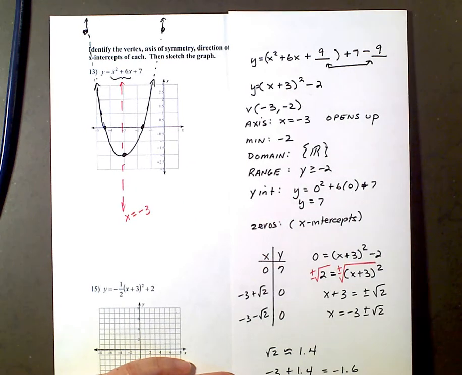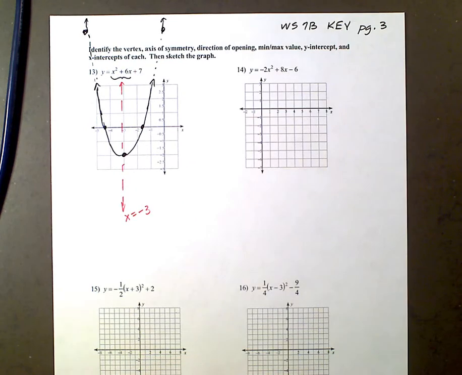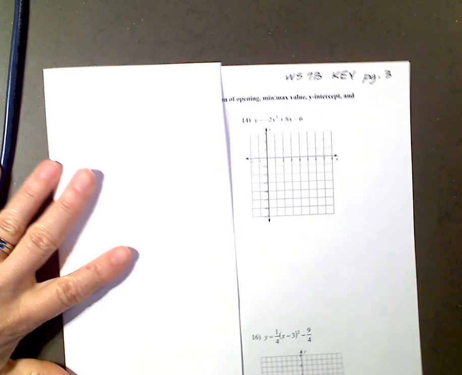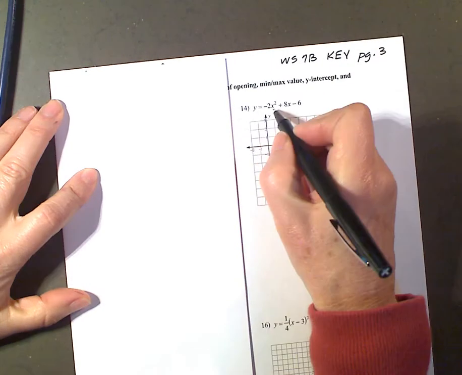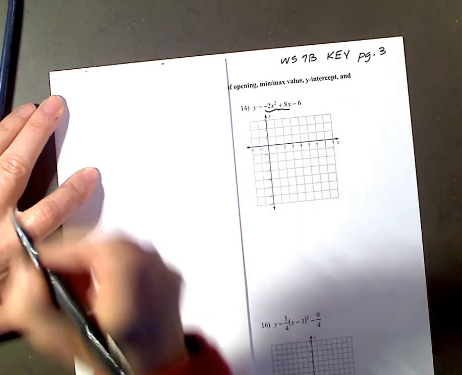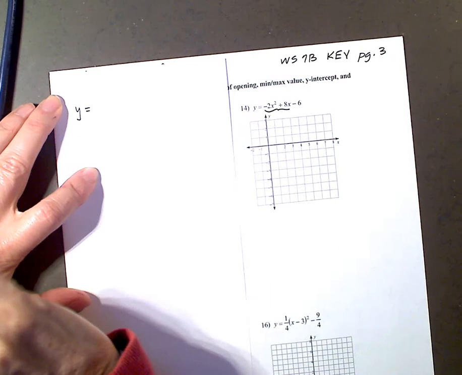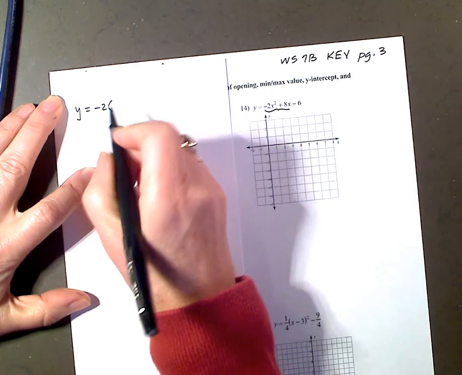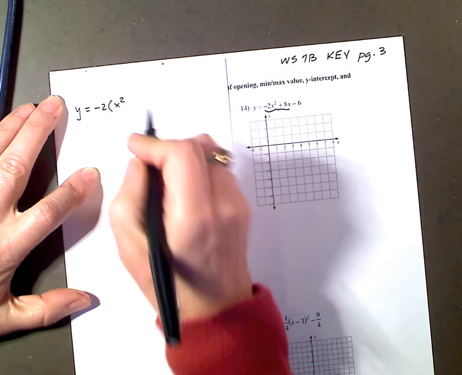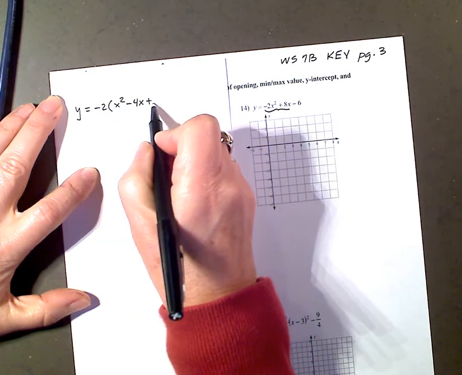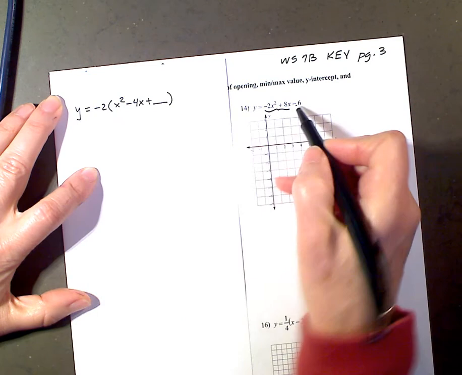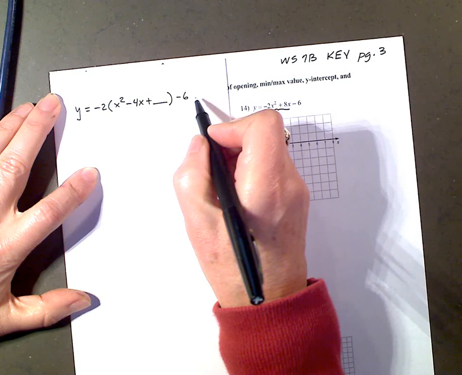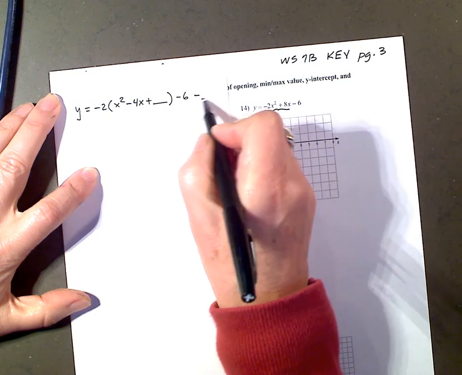Okay, so now let's do number 14. With number 14, I'm going to complete the square, put this in vertex form on these first two terms. So I pull out a, which I can see is negative 2, and then I would have x squared minus 4x plus blank to complete the square. Move my minus 6 out here. So right now I'm equivalent to what this is, but if I'm going to add something here, I have to subtract it out again.